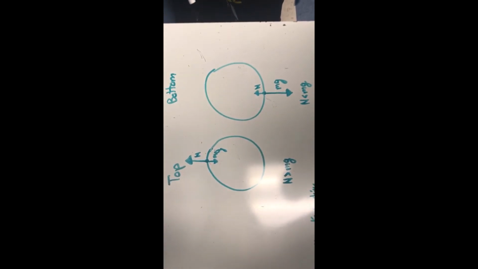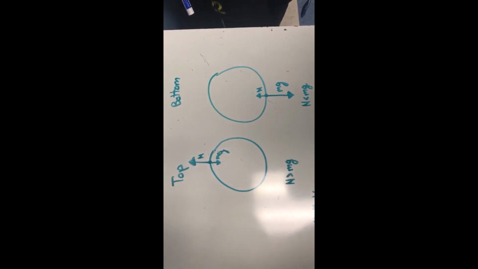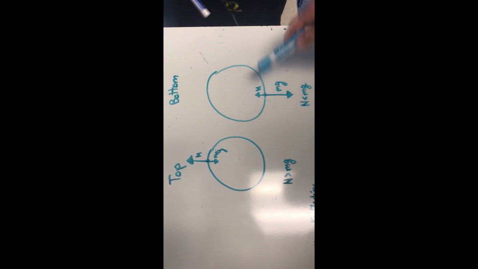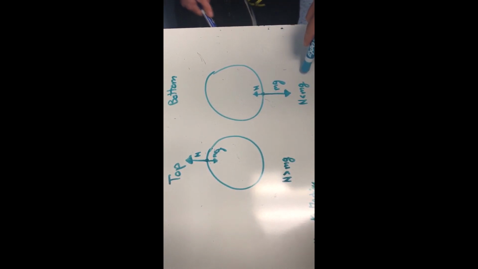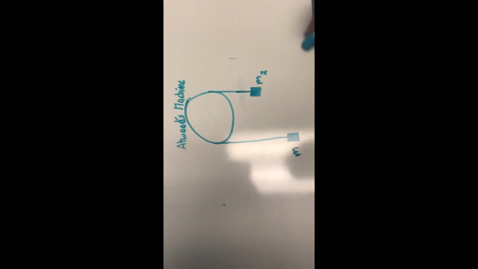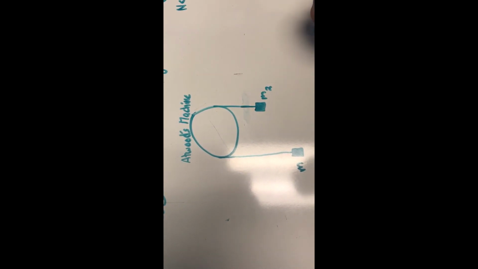And this is going to be the normal force on a Ferris wheel. At the top, normal force is going to be smaller than the weight of gravity, and at the bottom, the normal force is going to be greater than the weight of gravity. And this is Atwood's machine, where one mass depends on the movement of the other one, which will make them have different accelerations.